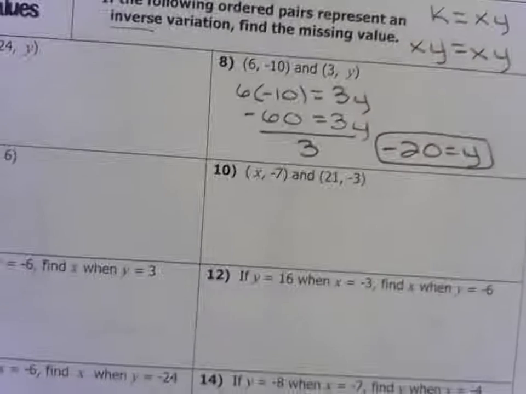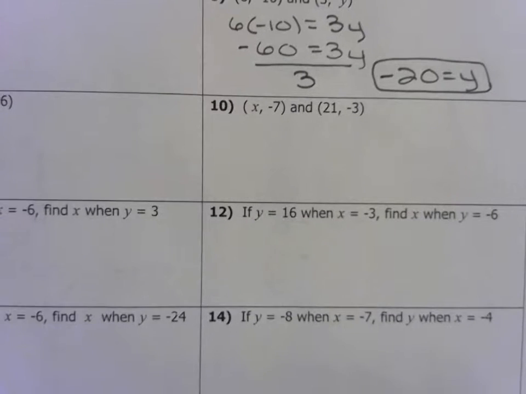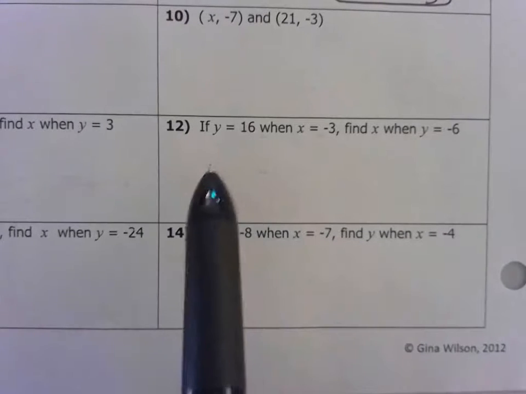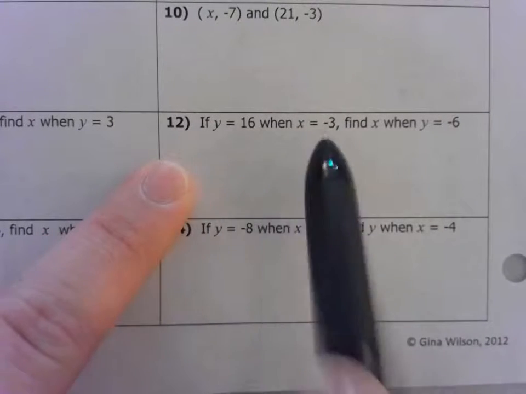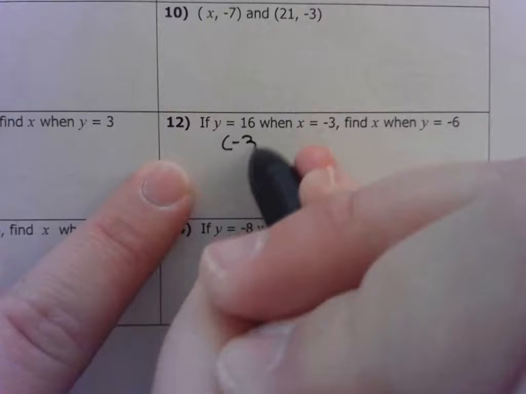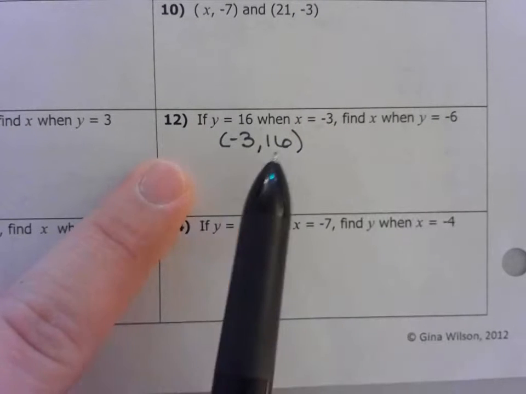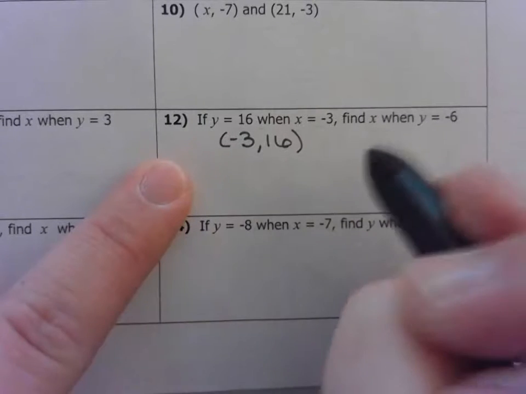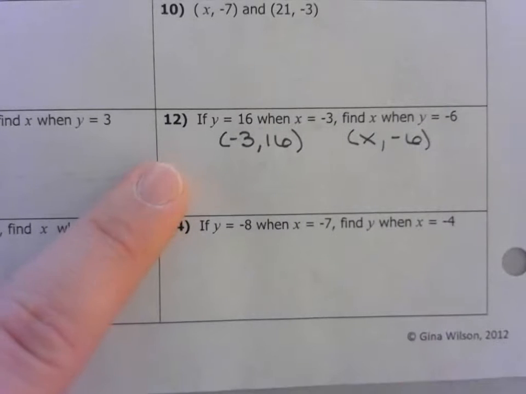Okay, let me go through a couple more. Let's look at one like 12. Don't get tricked with these because they have it written out. Write your ordered pair first. If y is 16 when x is negative 3, that ordered pair will be negative 3, 16. They switch the order sometimes. Find x when y is negative 6, so x comma negative 6. Be careful with those. Check to make sure you're putting them in the right order.